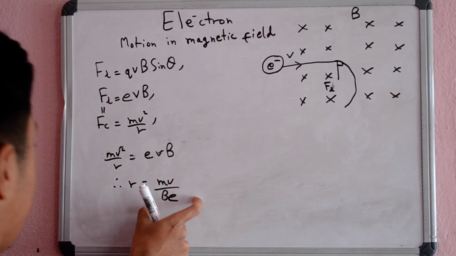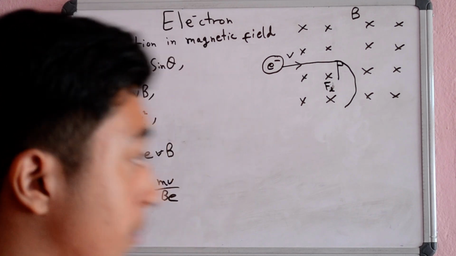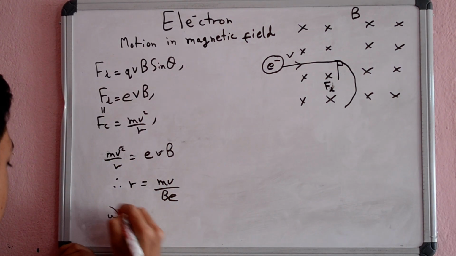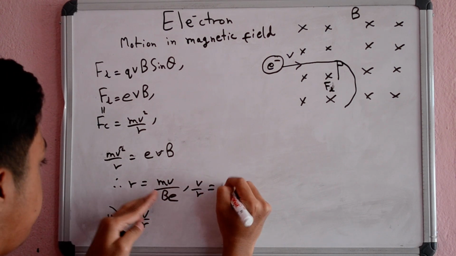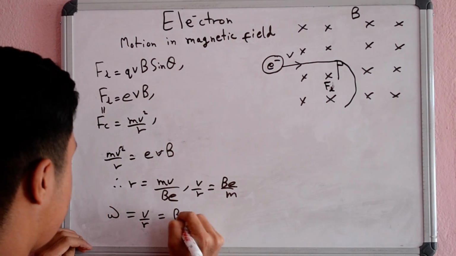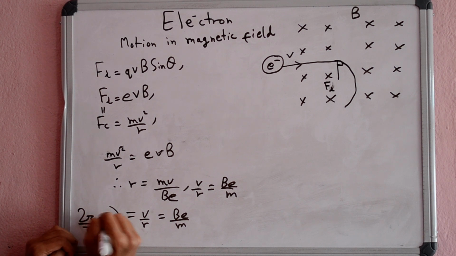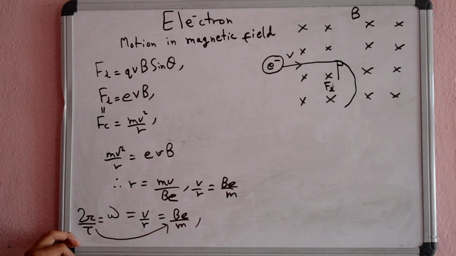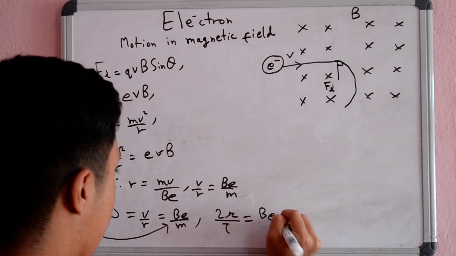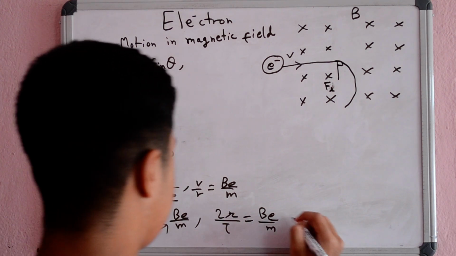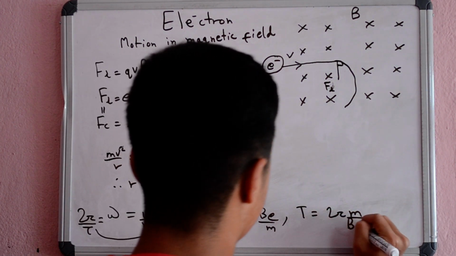And from here you can also get the time period of the electron, which is the time taken for it to complete one circle, because we have the angular velocity omega as v by r, and here v by r is equal to Be by m. Also omega is equal to 2 pi by time period, right? So this is equal to that. So 2 pi by T is equal to Be by m, where m is the mass of the electron, of course. So the time period is equal to 2 pi m by Be.